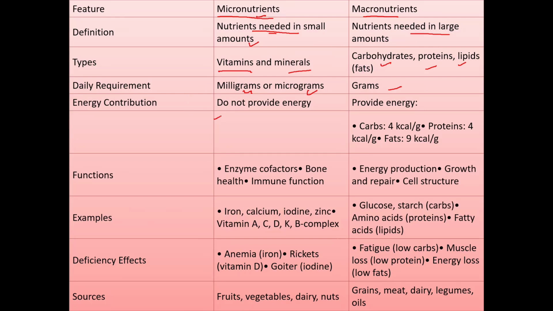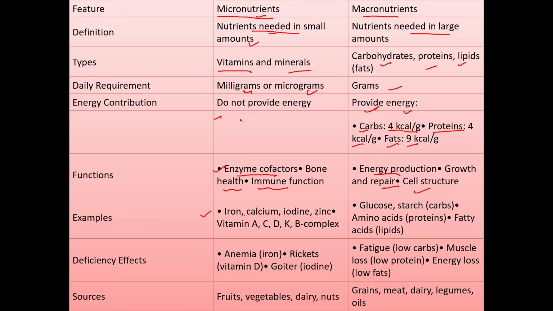Micronutrients do not provide energy, but macronutrients are the source of energy. Carbs provide 4 kilocalories per gram, protein 4 kilocalories, and fats 9 kilocalories per gram. The function of micronutrients is to help in the formation of enzymes, bone health, and immune function, whereas macronutrients provide energy, growth and repairing of the body, cells, and maintain cell structure.